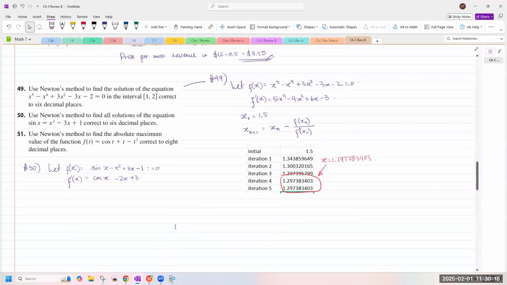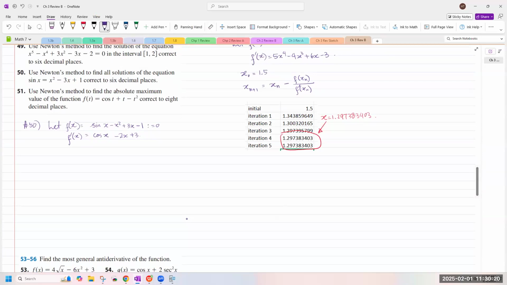That's a bit challenging. So let's find f(0). f(0) equals -1, and f(pi/2) will be 1 minus (pi/2) squared plus 3 times pi/2 minus 1. I think this should be positive. Yeah, this is positive. Right? Yeah, that's positive.